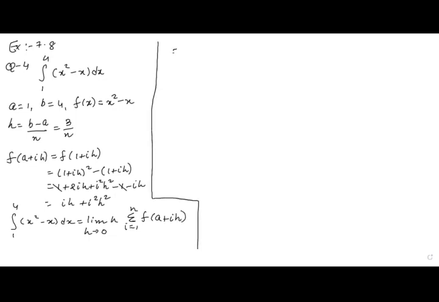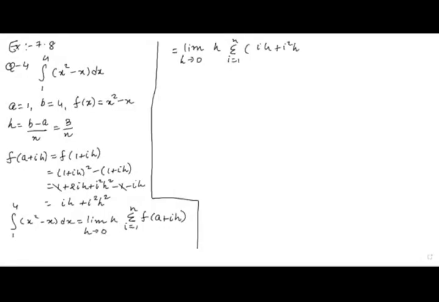Now I have the value of f of a plus ih, so we will keep that value in this limit h tends to 0 of h sigma i from 1 to n of (ih plus i square h square). So we will give this sigma to each and every individual term. h will come outside and I will have sigma i from 1 to n of i, and h square will come out of sigma i square.